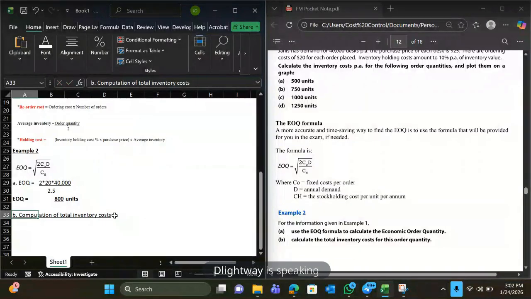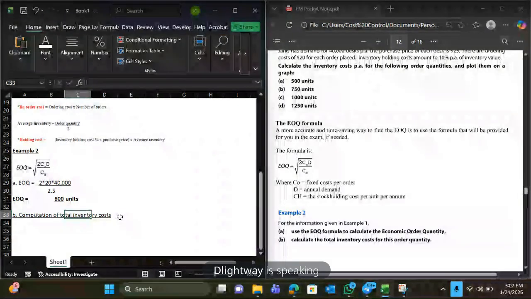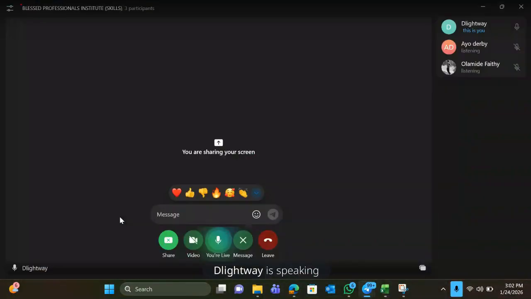So we are doing the B part. It says that we should calculate the total inventory cost for this order quantity. It's something we've done before already, so I believe we can do it. Let's attempt it from my end before I solve, to be sure that we've been following. It's saying that the 800 units we got now, we should use it to calculate the total inventory cost. Do we understand, or should I explain further?